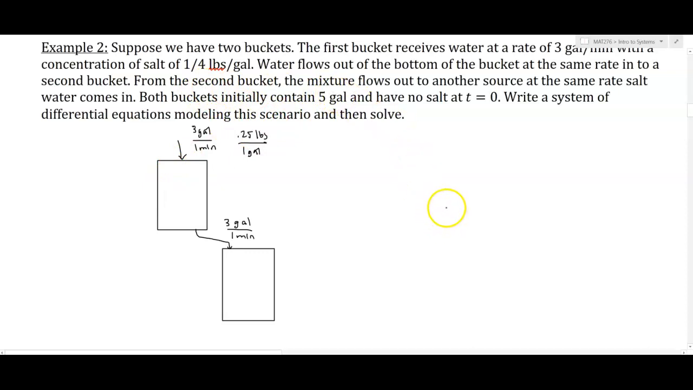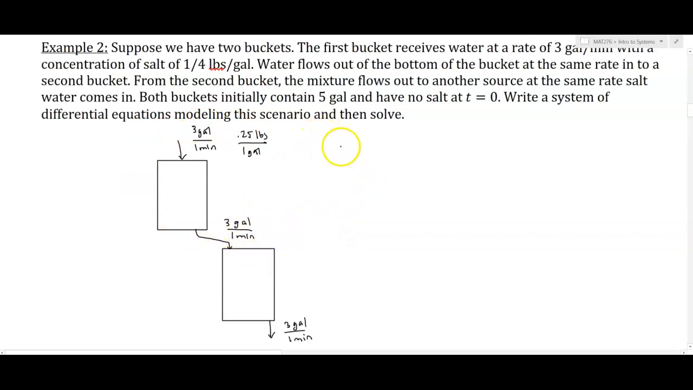Salt water comes in. Both buckets initially contain 5 gallons. So out of here we're going to have 3 gallons per 1 minute as well. This is hopefully looking familiar as a modeling problem, at least with the initial bucket. And then for the second bucket, we'll have to do the same thing.